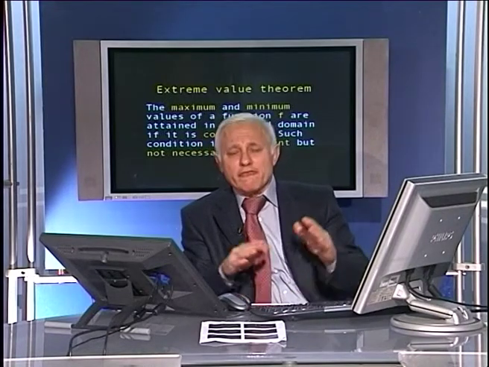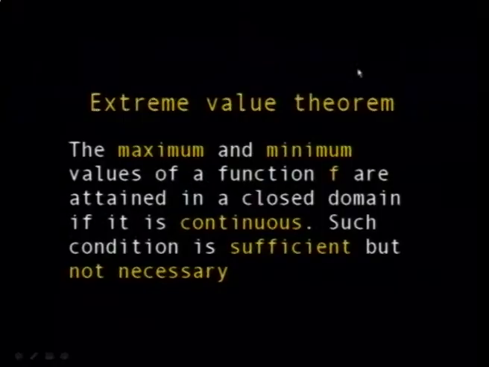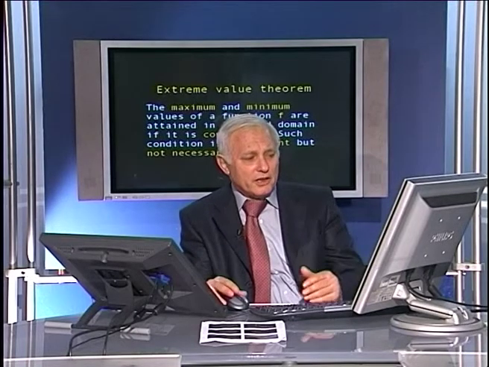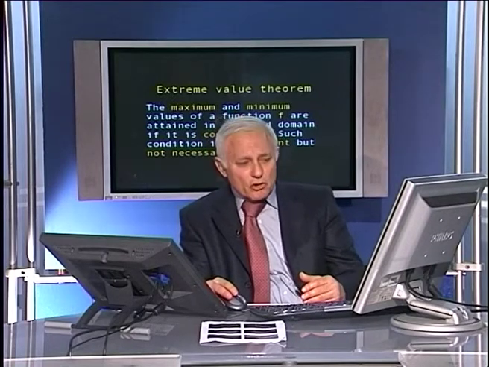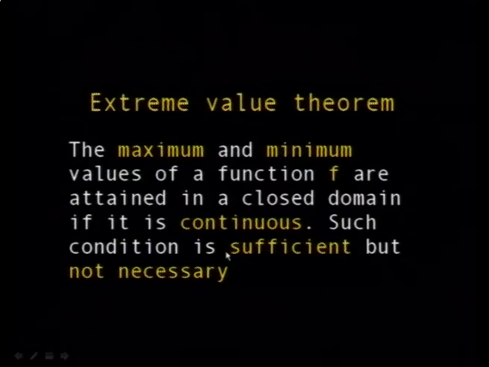In other words, a function may not be continuous, it can be discontinuous, or defined on an open interval, and still it has a maximum or a minimum. So the maximum and minimum value of a function f are attained in a closed domain if it is continuous. In other words, if a function is continuous on a closed domain, surely it has a maximum and a minimum, and this condition is a sufficient condition only, but not necessary, in the sense that the function may not adhere to these conditions, and yet it has a maximum or a minimum.